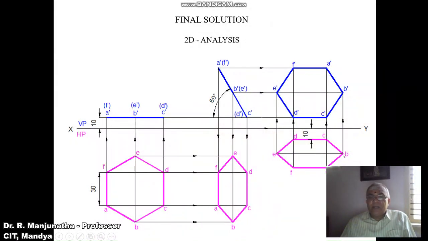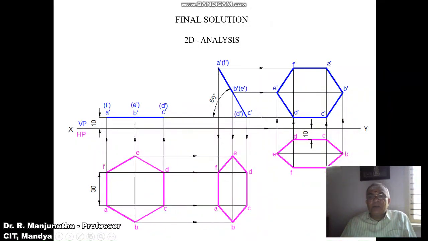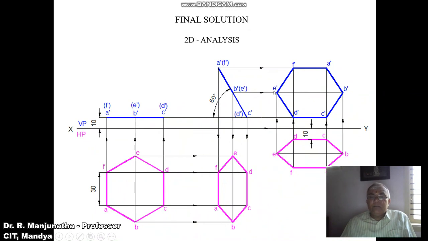Then join A to B, B to C, C to D, D to E, E to F, and F to A with a dark line. Then you draw a vertical projector from A and F to the front view, and draw a horizontal projector from A dash and F dash, and you mark this point as A dash and F dash. Similarly, draw a horizontal projector from B dash and A dash, and draw a vertical projector from B and E. Both these two points will intersect at this point, which is B dash, and also at A dash.